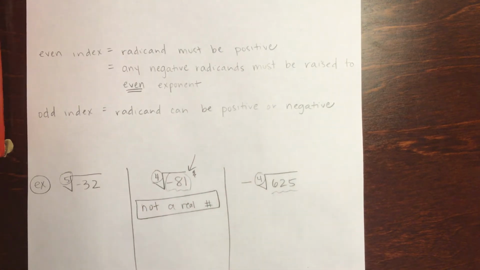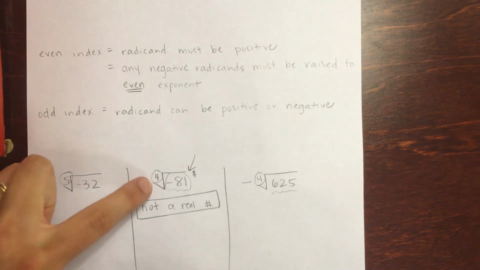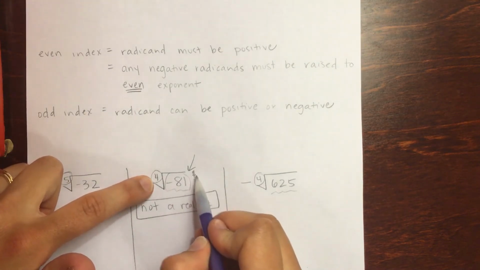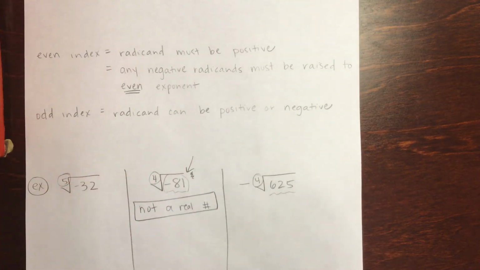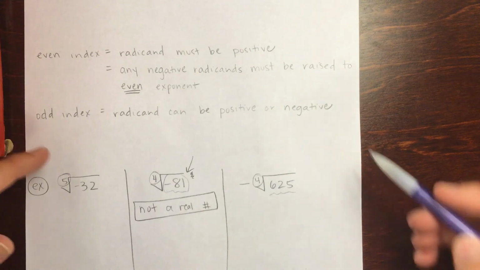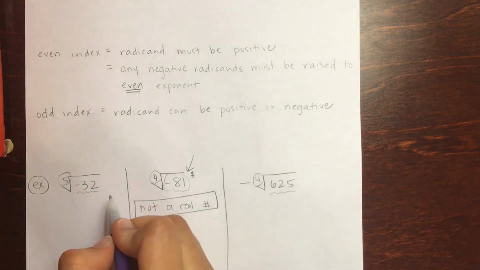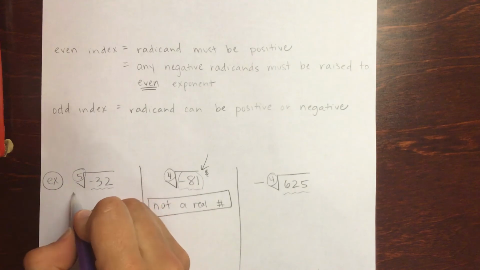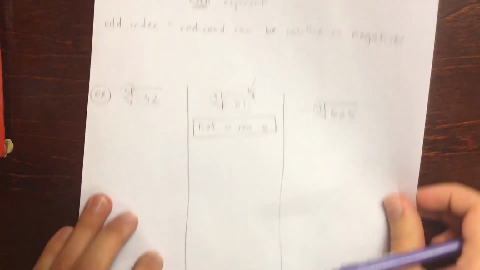That's only if it's even. Because this is even, and this is a negative number, and there's no even exponent there to cancel it out, there's no solution. If it's odd, this number here can be positive or negative. Just when you break it down, bring whatever symbol it is in front. So let's do these two problems.